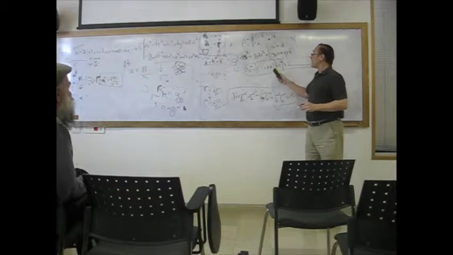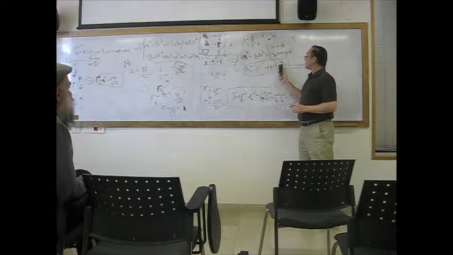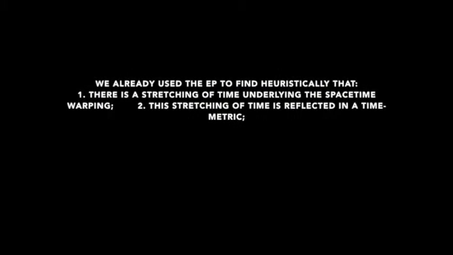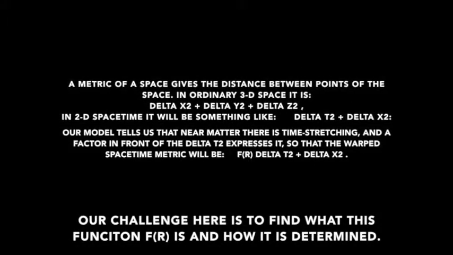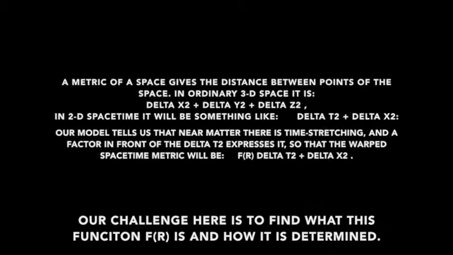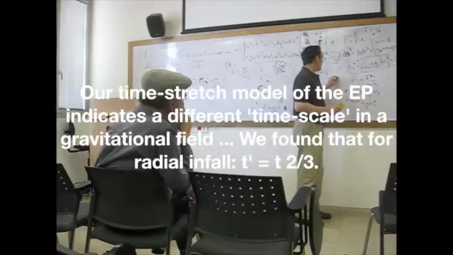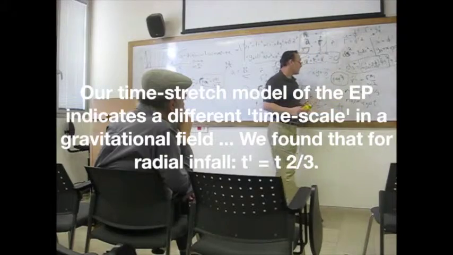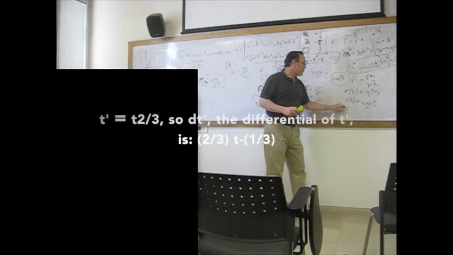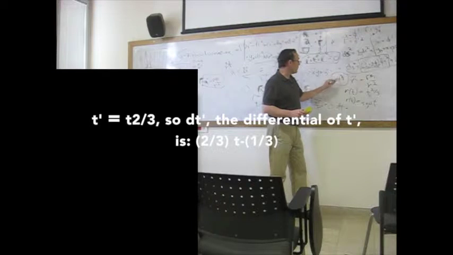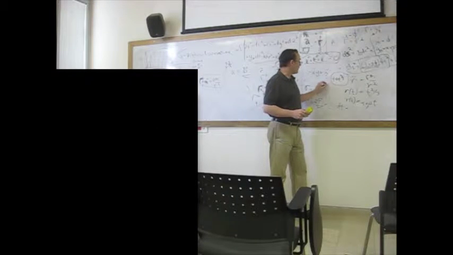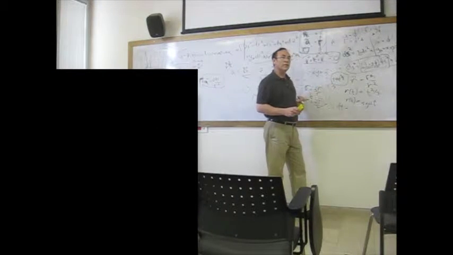Show you a hint of how you would find what this should be in a different way. t goes to t to the 2/3. This is my transformation. What would dt prime be? 2/3 t to the minus, right? dt is 2/3 t to the minus 1/3.